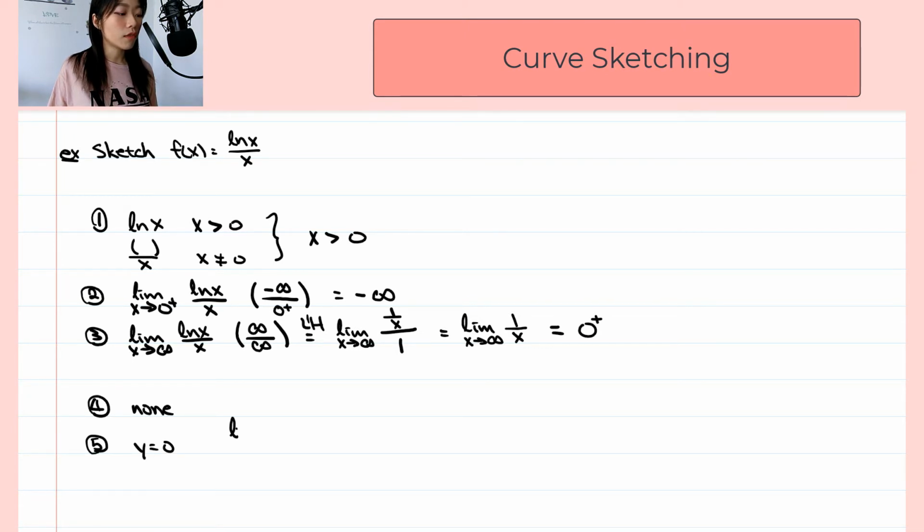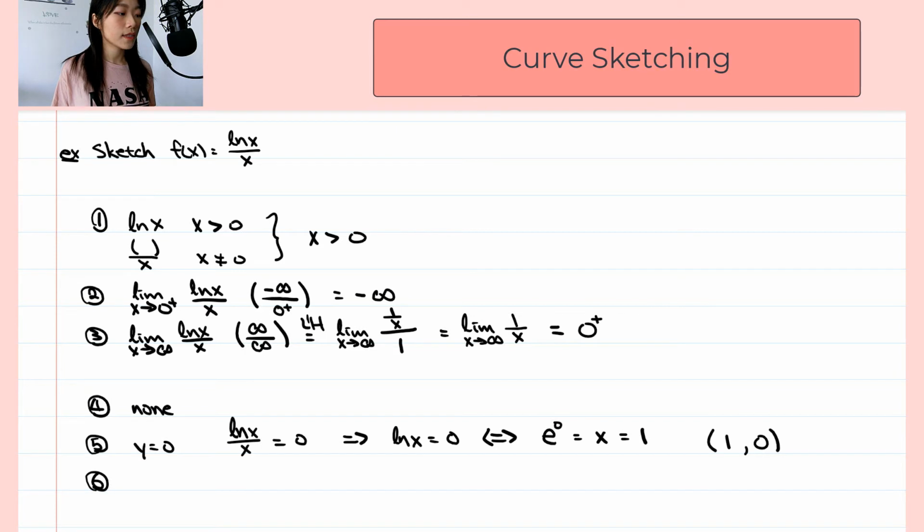So we need to solve ln of x over x equals 0. And since the denominator can never be 0, the only way to make this function equal 0 is when ln of x equals 0. And this equation is equivalent to e to the power of 0 equals x. And e to the power of 0 is 1. So the x-intercept is when x equals 1. Or if we put that in coordinates, we have 1 for x and y is 0.